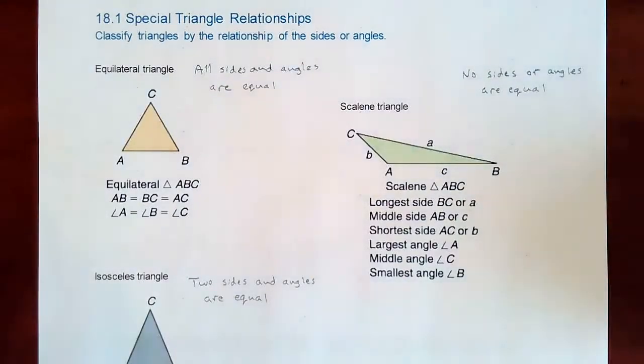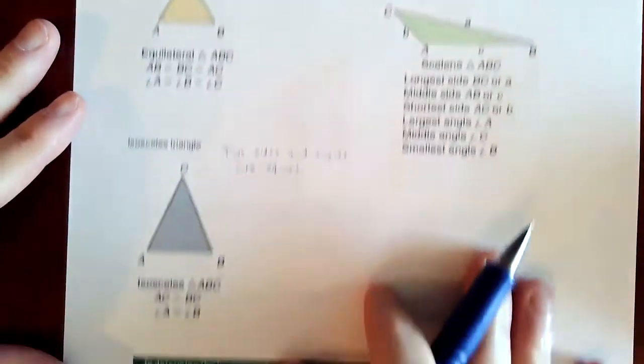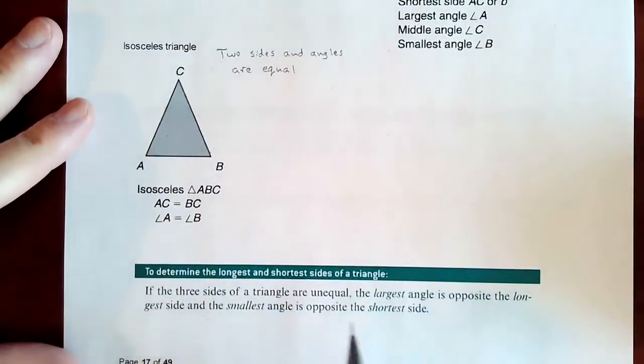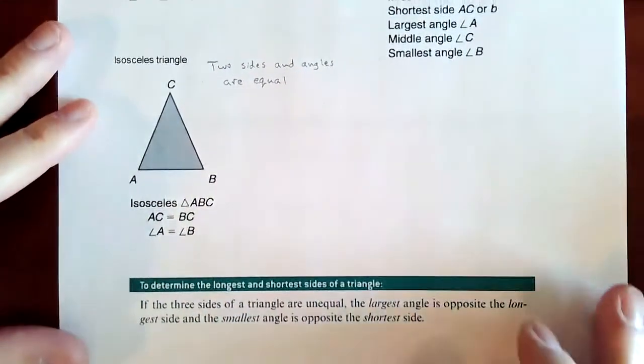In this video, we are going to classify some triangles. We have three different kinds of triangles that we're going to classify. And then we're going to talk about how do you know where the largest angle is going to be based on largest sides and the relationships between them.